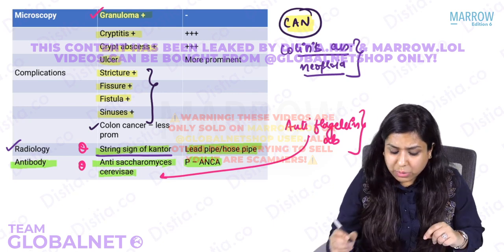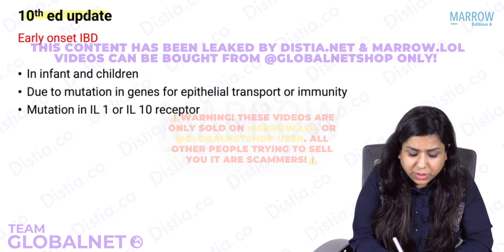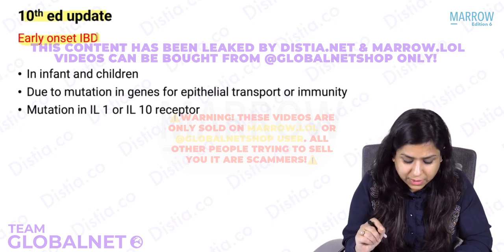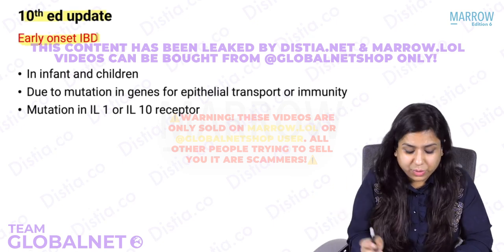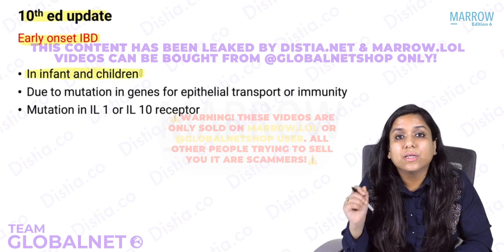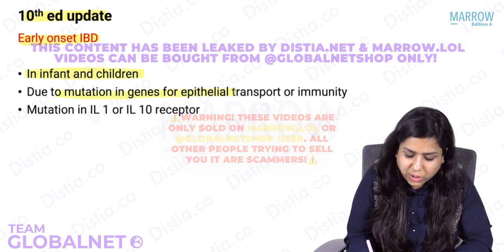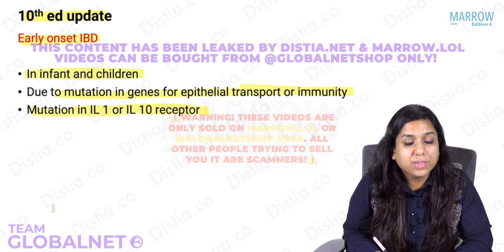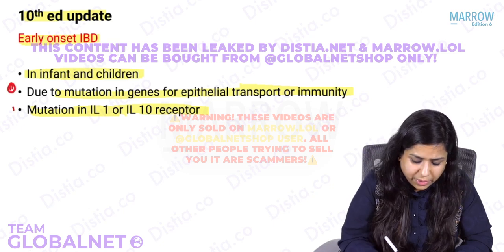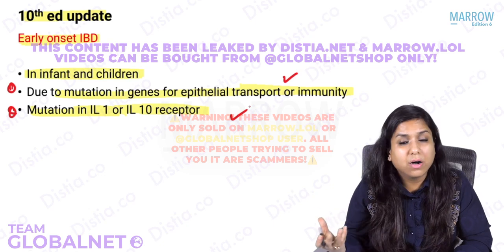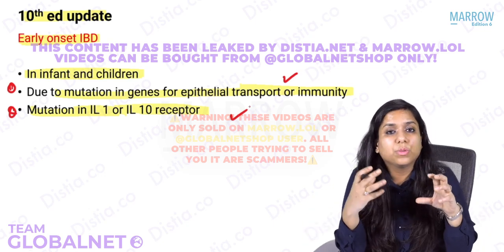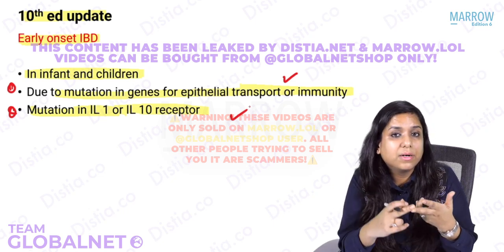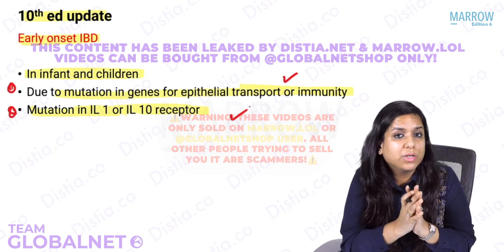in your exams, right? Now, some recent update which is there, students, in Robbins 10th edition, there is a disease which is given called early onset inflammatory bowel disease. As the name suggests, early onset, so they say it can occur in infants and children, right? Due to mutation in genes for epithelial transport, and there is a mutation in IL-1 or IL-10 receptor. So this data is important because sometimes it can be asked in your MCQ exam. What is responsible for early onset inflammatory bowel disease? Answer can be either IL-1 receptor, IL-10 receptor, or mucosal immunity related genes.